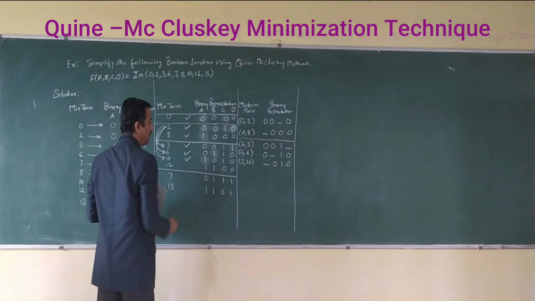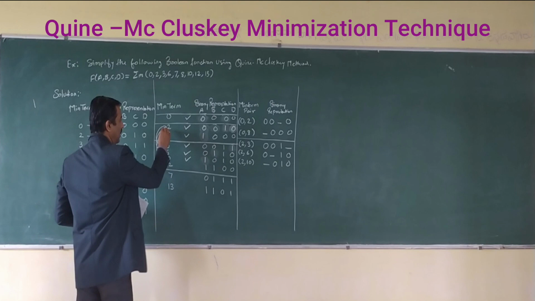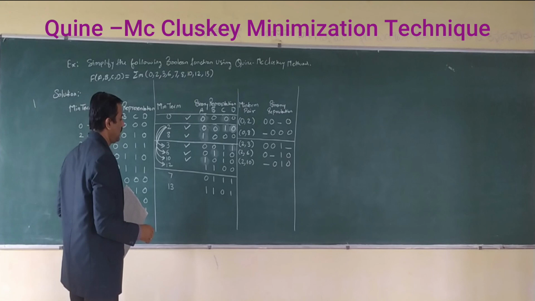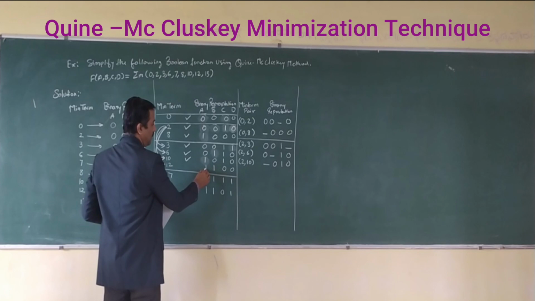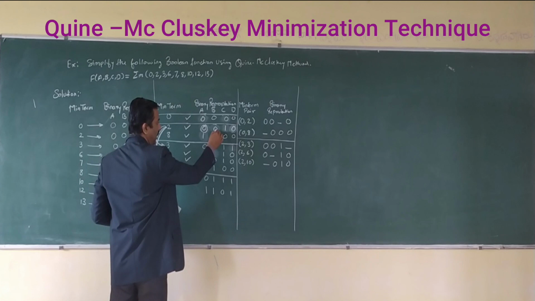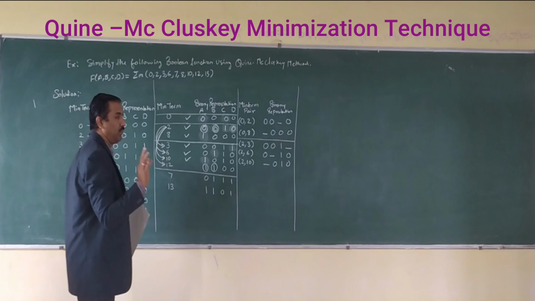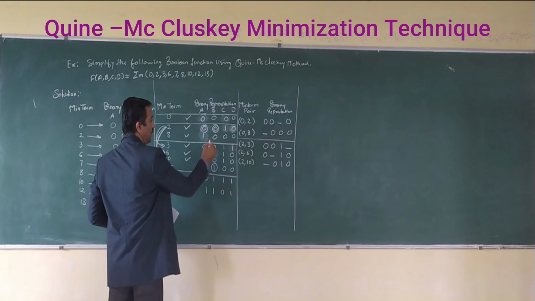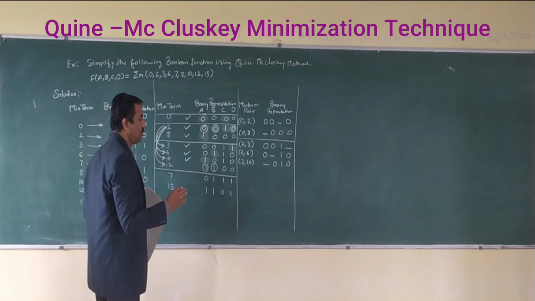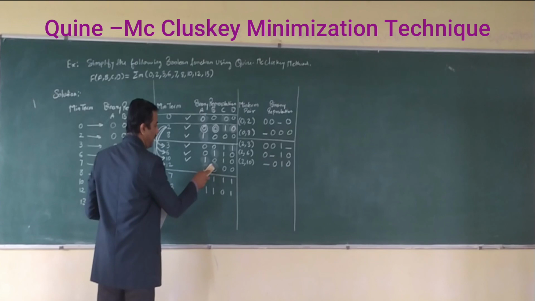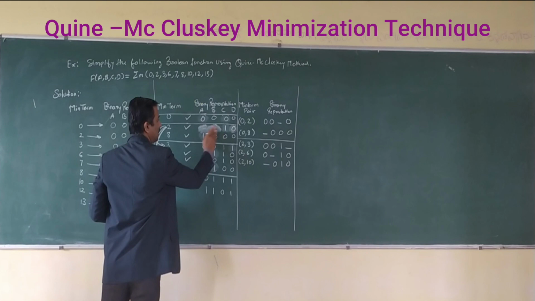Students, please concentrate. After comparing 2 with 3, 2 with 6, 2 with 10, it is time to compare 2 with the last term in the next higher category, that is 12. When I compare 2 with 12, in the first bit position the number is changing. In the second bit position, 0 is compared to 1, so again it is changing. So pairing of 2 and 12 cannot be done. Why? Because there is a change at 2 positions. As per the algorithm, the change should be at only 1 position. So this is neglected. Fine.